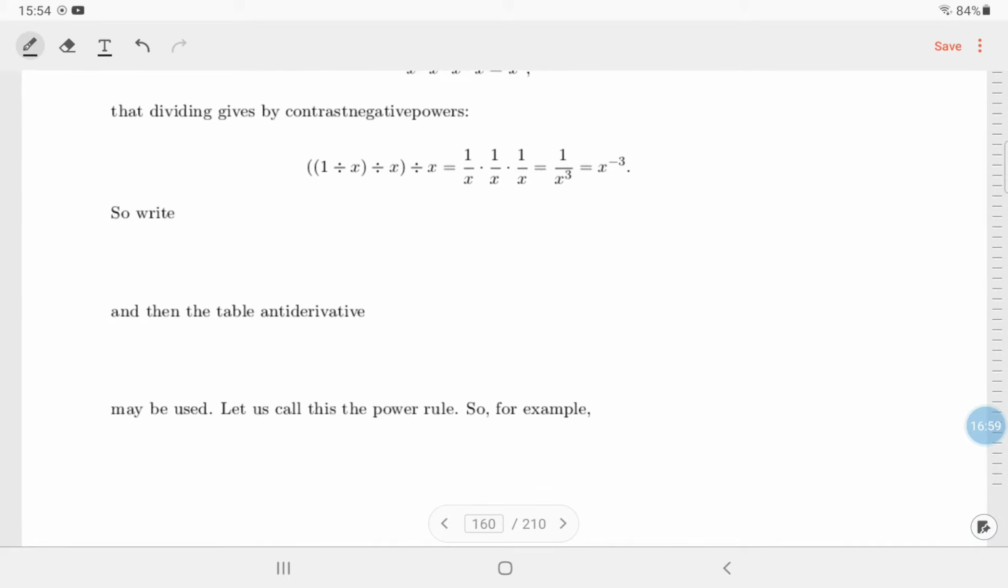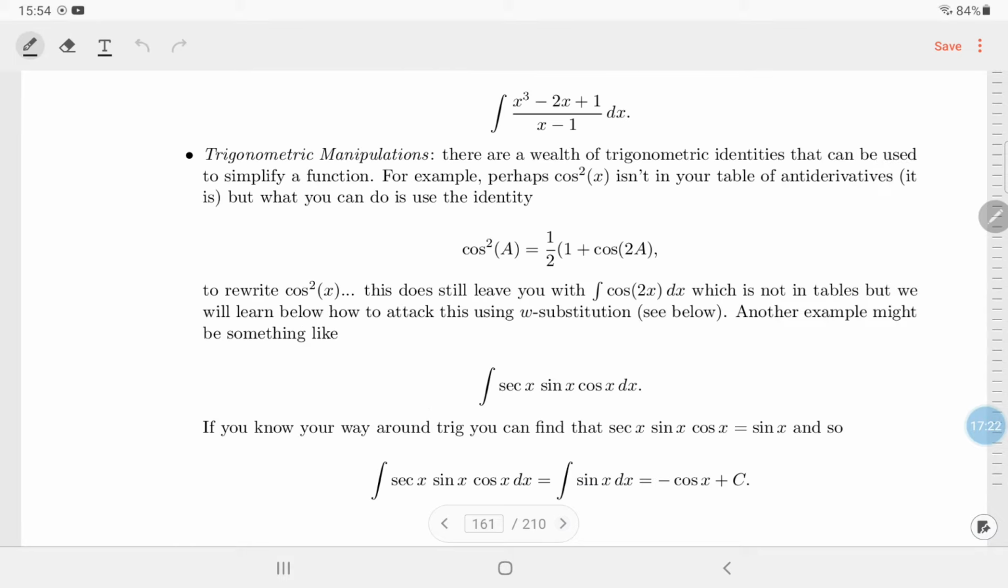So, for example, if you have 1 over x to the n, rewrite this. Now, this is not anti-differentiating it. They're just equal. They're the same thing. And then you use the table antiderivative that any power of x, you add 1 to the power and divide by the new power. And this is the power rule.